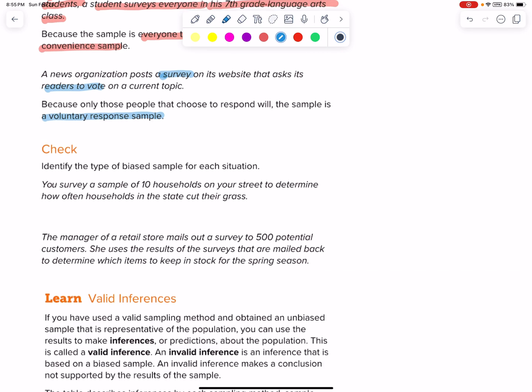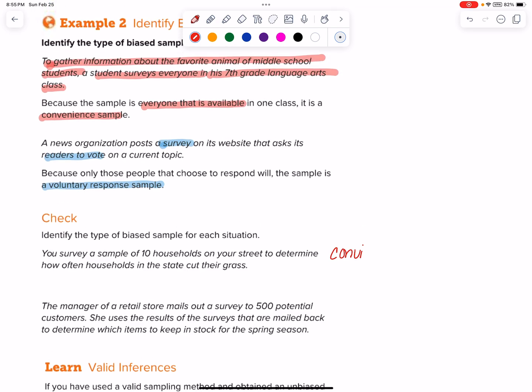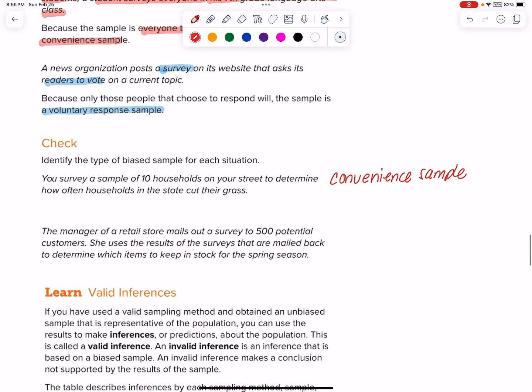Okay, so you survey a sample of 10 households on your street to determine how often households in a state cut their grass. So think about it. You're just on your street and you're just getting 10 households on your street only. Okay, so what kind of bias sampling is that? It's pretty convenient for you, right? So that's called a convenience. We got to spell it right here. Convenient sample. Okay, and that's biased.